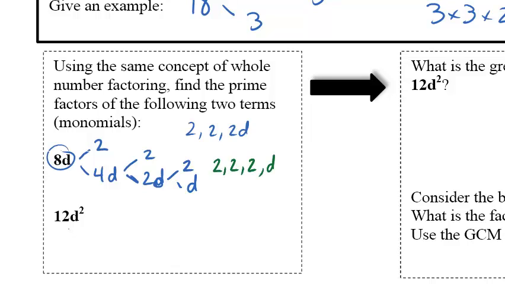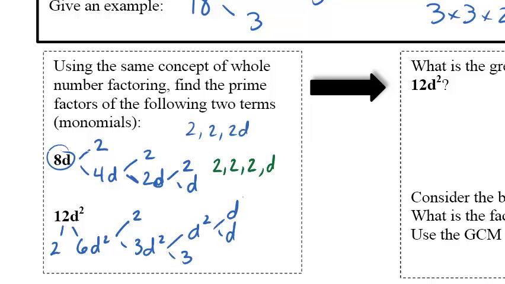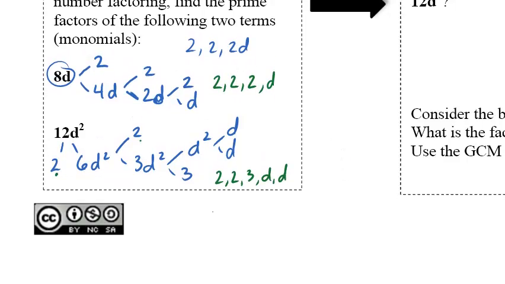We do the same thing for 12d squared. That could be a 2 times 6d squared. 6d squared could be 2 times 3d squared, which could be 3 times d squared, and that's a d times a d. So the factors for 12d squared would be 2, 2, 3, d, and d. Or maybe we could say 2 squared times 3 times d squared. It's the same thing, but these are the prime factors of 12d squared.